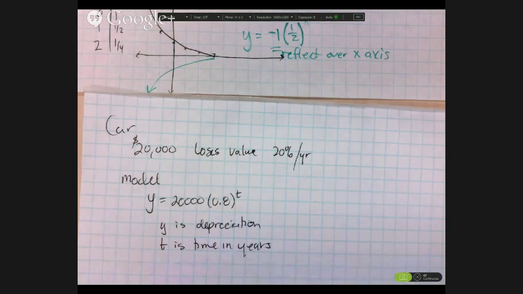Okay, so this is some information. You're going to be working with stuff like this the next few weeks pretty regularly. Bank accounts, etc. You have a $20,000 car that loses value at 20% a year. There's the model. This is a decay function, right?